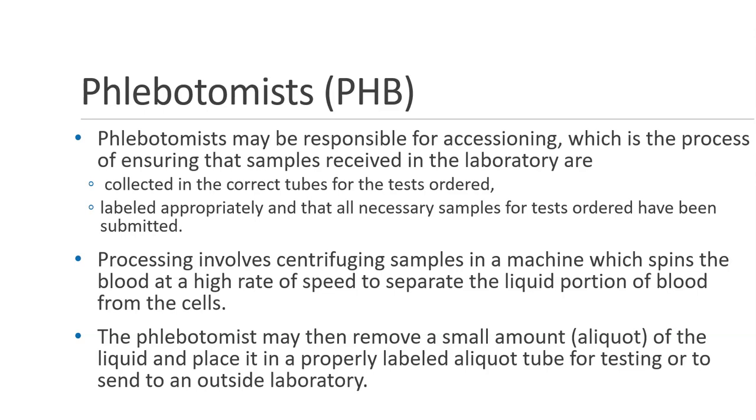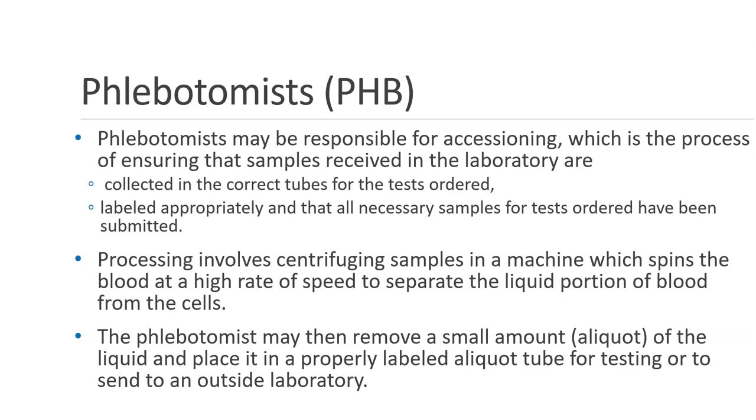Processing of samples involves centrifuging samples in a machine which spins the blood at a high rate of speed to separate the liquid portion of blood from the cells. So during this centrifugation process, all the heavy elements go to the bottom, which are your red cells, white cells, and platelets, and the liquid portion is on top. And depending upon what kind of tube, you either have plasma or serum.